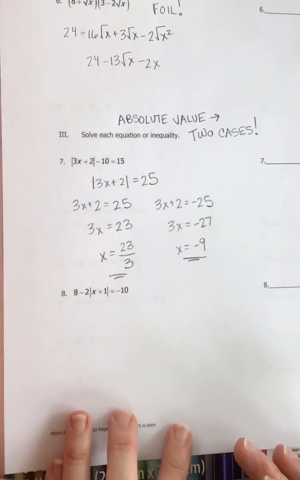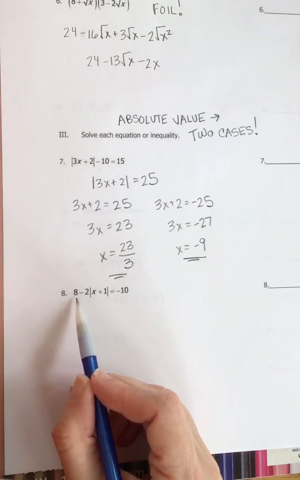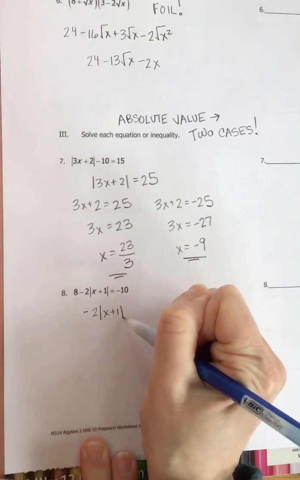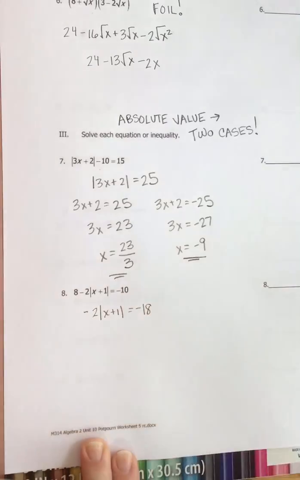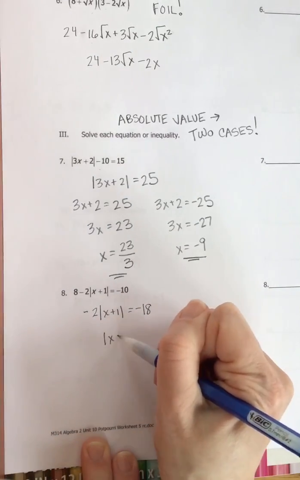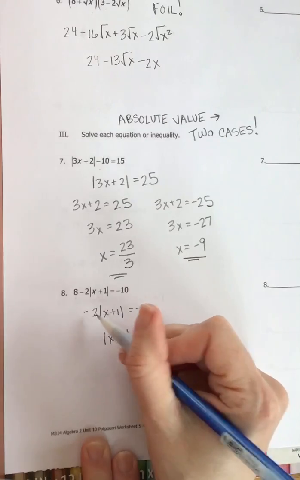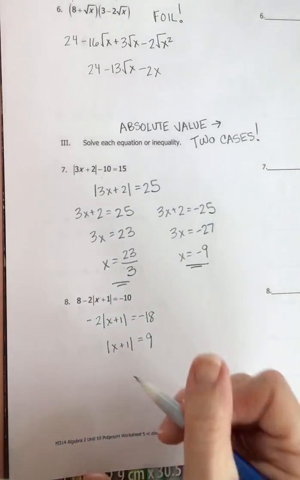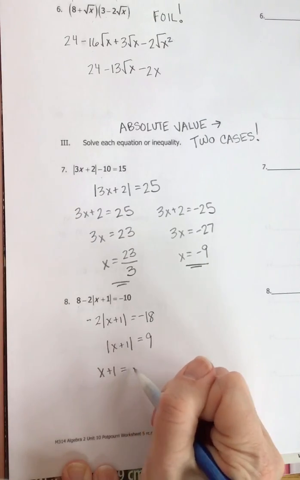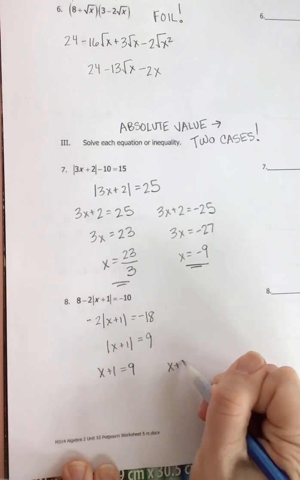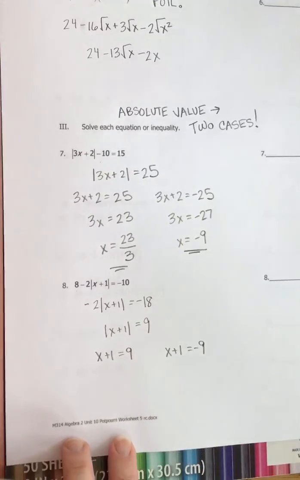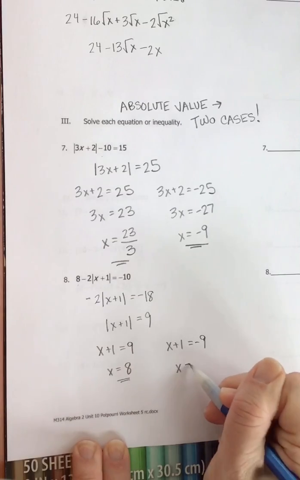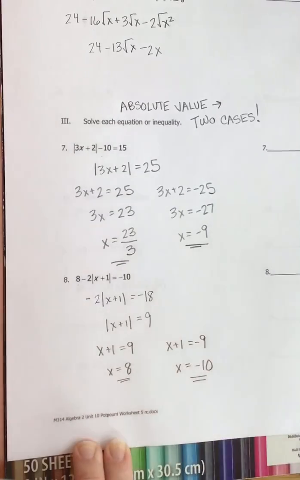Okay, the next one looks a little bit fancier. The first thing we need to move actually is this positive 8 out front. So I'm going to subtract 8 from both sides. Now I'm going to divide by a negative 2. A negative divided by a negative is actually back to positive. After you undo those things, now it's time for your two cases. Maybe this is 9. Maybe this is negative 9. We've got two nice little junior high equations to solve. Maybe my answer is 8, or maybe it's negative 10.